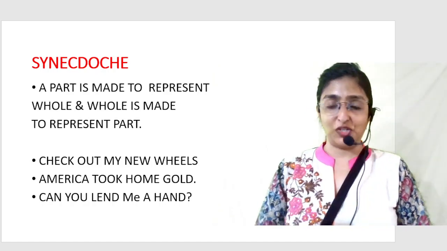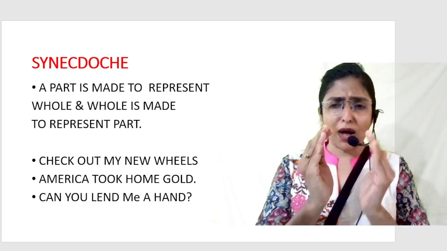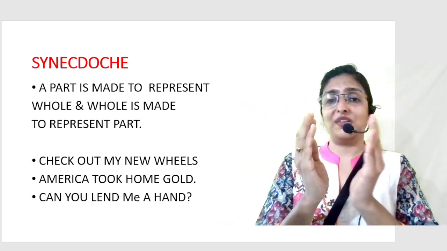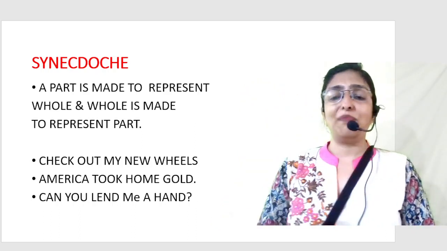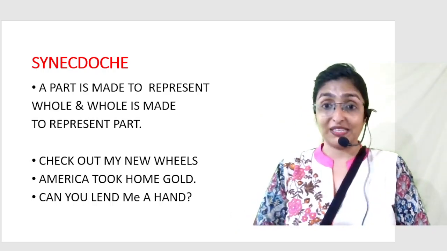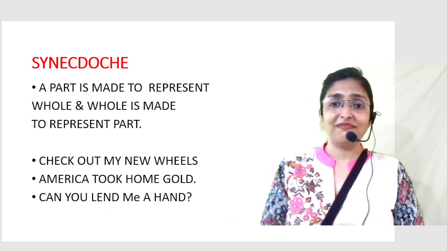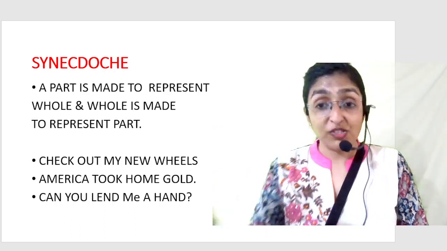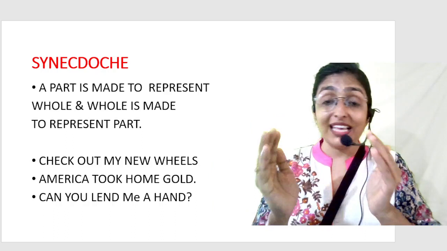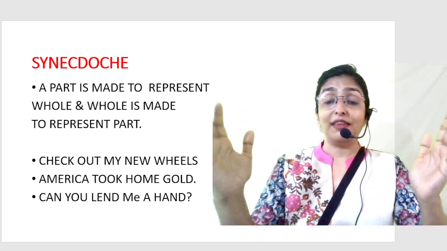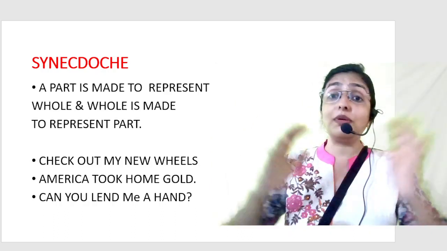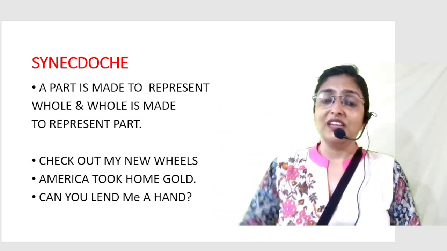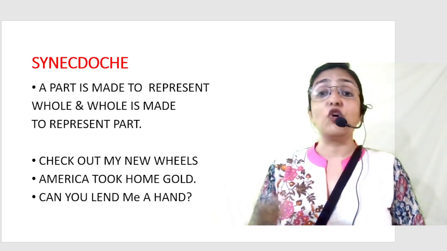Next is synecdoche. Synecdoche is when a part is made to represent the whole, or else a whole is made to represent a part. The first example is "Check out my new wheels." Imagine that I have bought a car and I asked you to check out my new wheels. So the wheels is just a part or a whole? Wheels is a part that represents the whole of the car. This is synecdoche.